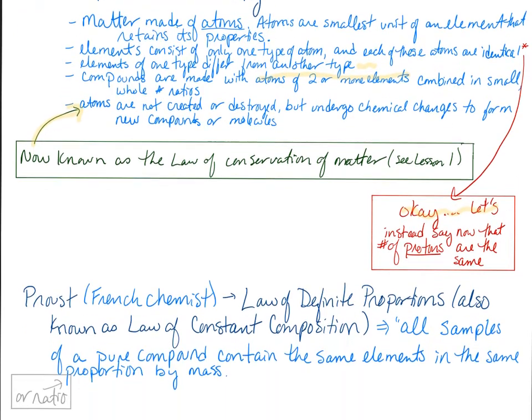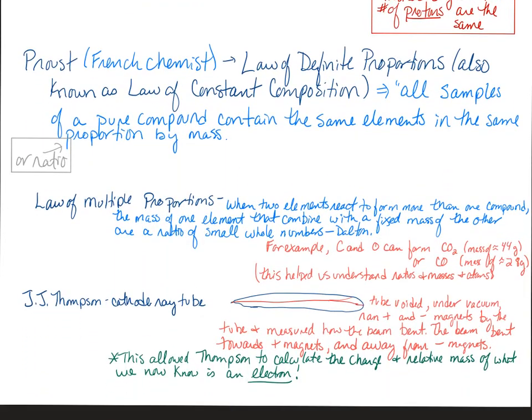So as time moved on, a guy named Proust, a French chemist, came up with the law of definite proportions, or the law of constant composition. What that said is that all samples of a pure compound contain the same elements in the same proportion by mass. So in other words, when you have water, there is about 2 grams of hydrogen for every 16 grams of oxygen. That gave a ratio and allowed Dalton and some others to figure out some more information here.